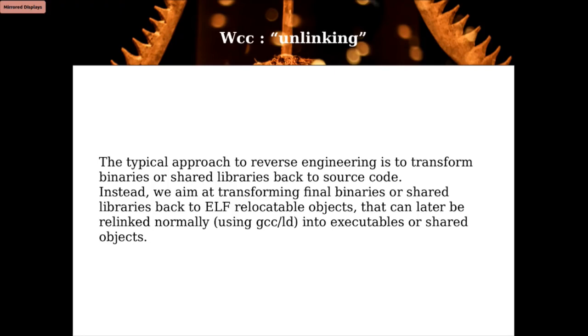So the idea already was to take a binary and transform it back into a shared library. How about we take a binary and transform it back into relocatable object files, which is the typical output of a compiler before the linking process? The benefit of this is, even if I don't have the source code, if I can come back to relocatable files, I can reuse any function in there and link it into my own projects.